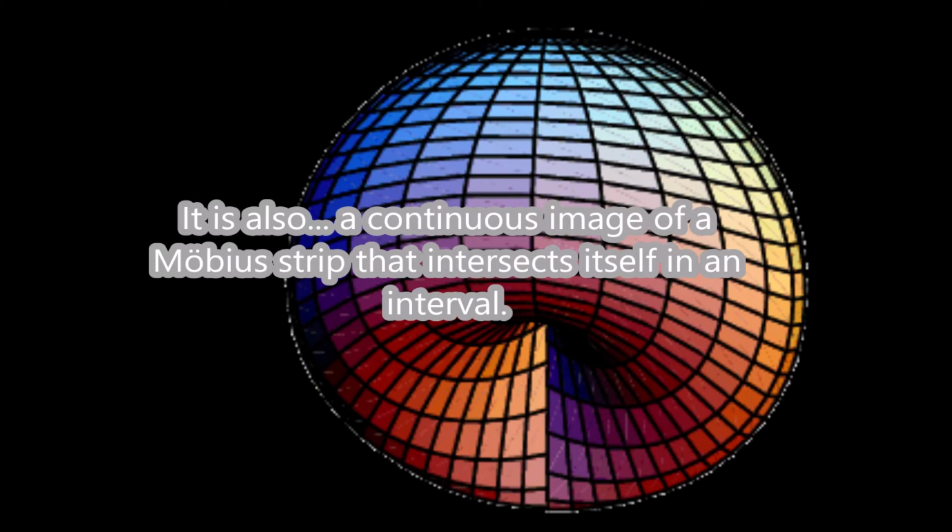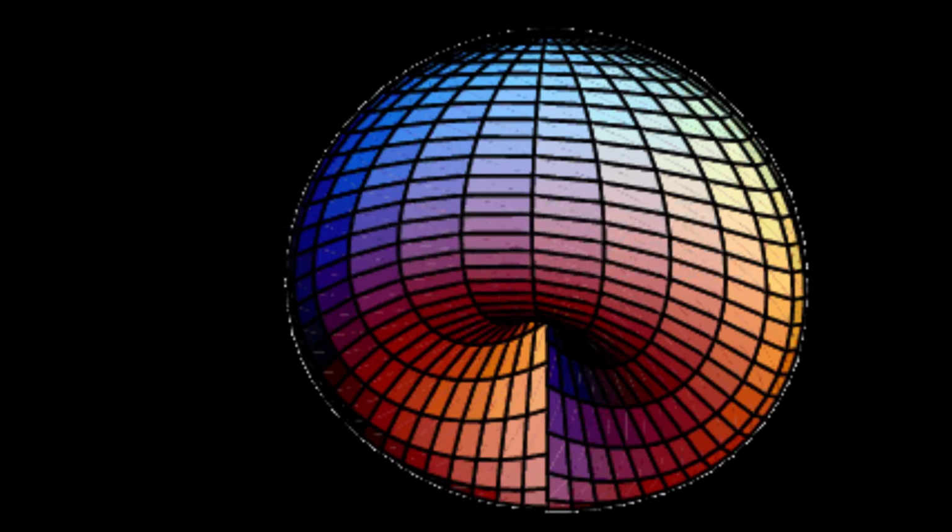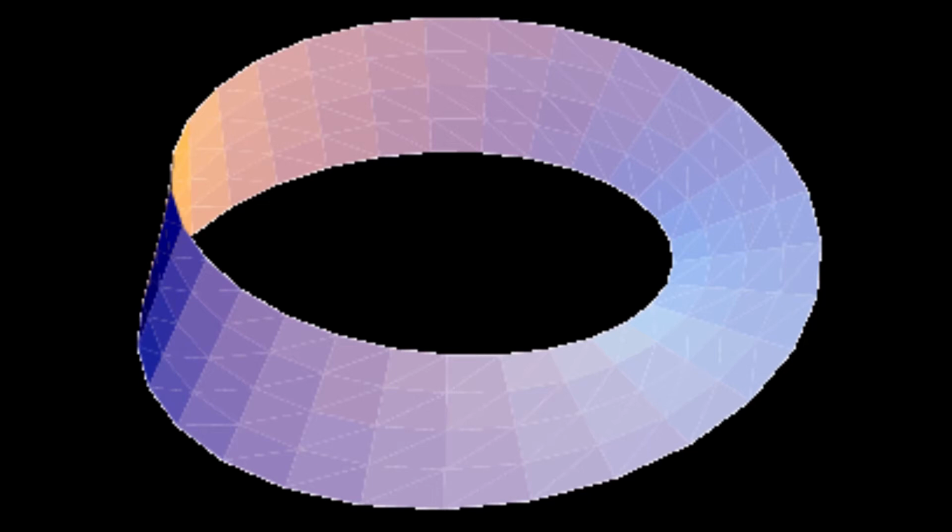Oh, I should probably add something about the cross cap, because you see, it is also a continuous image of a Mobius strip that intersects itself into an interval. Now, the reason we mentioned that is because I want to talk about the Mobius strip, which is one of my favorite things, and one of my favorite manifolds, because I think it's really interesting. This here is the Mobius strip, and I'm about to explain it to you.